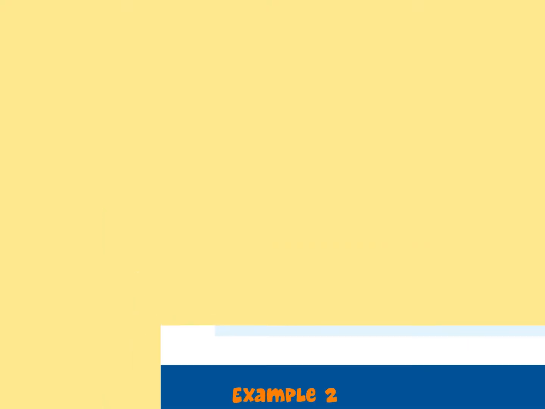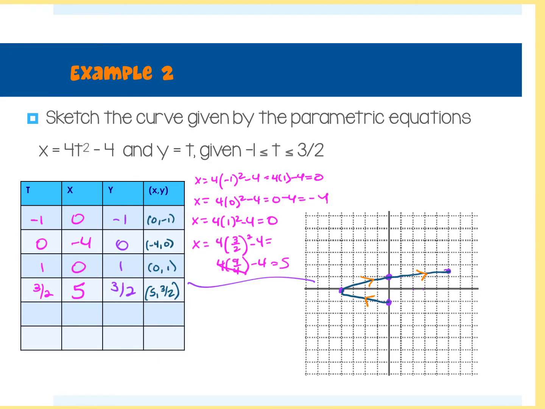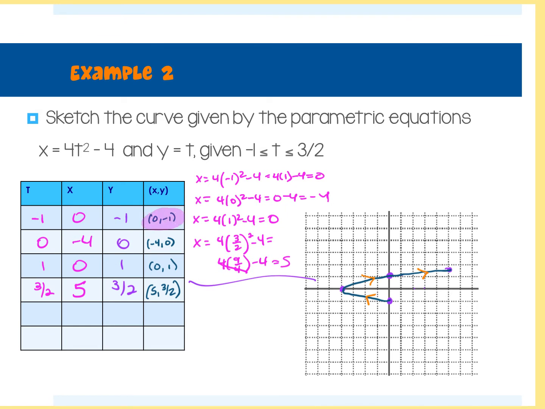So our smallest T gave us this point here, and our biggest T gave us this point, so you want them pointing towards the biggest.